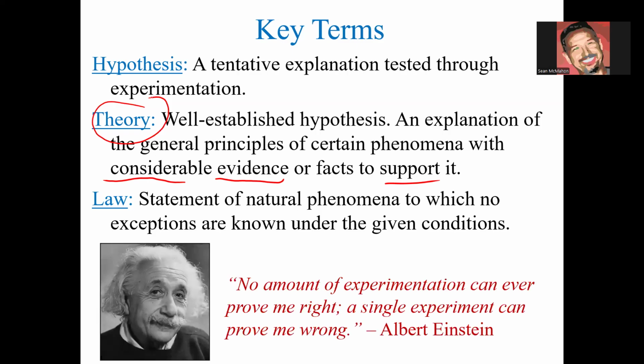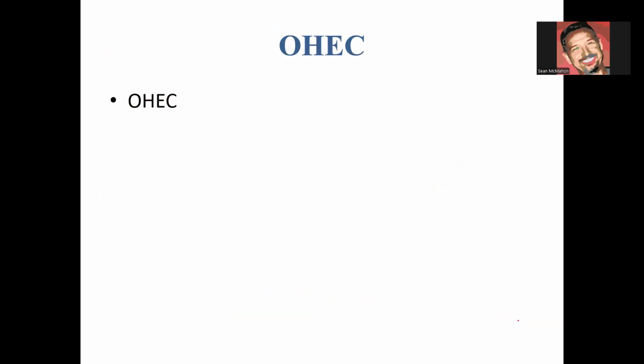But as the great man said, Albert Einstein, no amount of experimentation can ever prove me right, but a single experiment can prove me wrong. That's what I was saying earlier. One experiment is not conclusive. It supports what you're trying to prove in your hypothesis, but it's not conclusive. However, one experiment can prove that null hypothesis that I was talking about earlier incorrect.